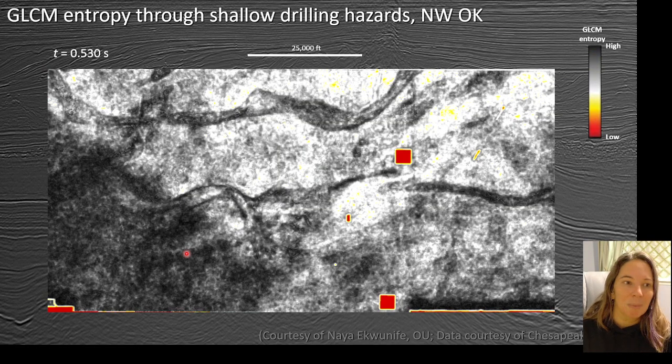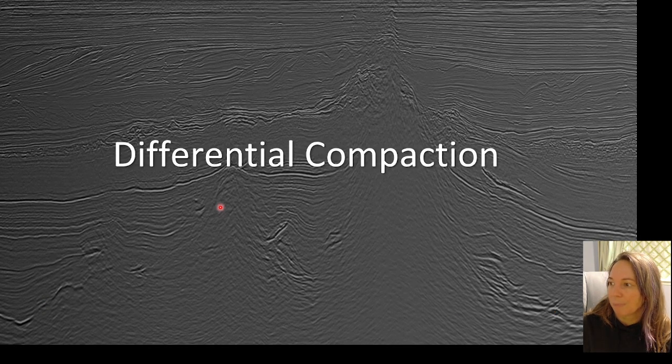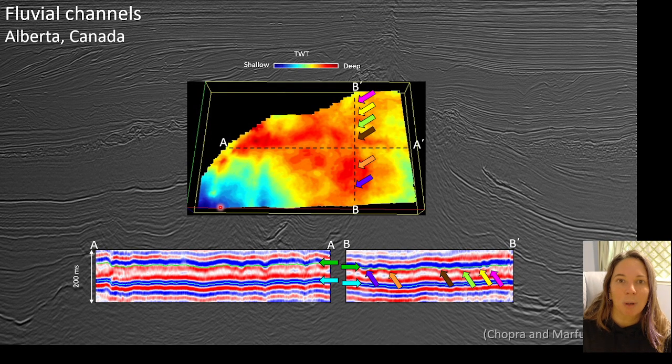And then GLCM entropy was pretty good for showing those channels also. So remember, this is a textural attribute, and we can see the channel systems in the Red Fork. Another kind of, besides the channel systems and the deltaic systems, oftentimes we come across differential compaction in these fluvial deltaic systems. And so I want to focus on that for the last part of this mini lecture.